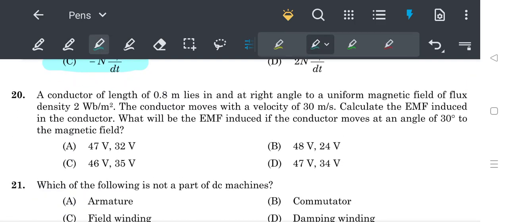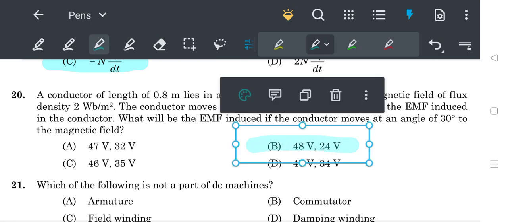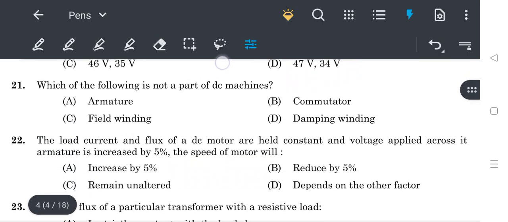Next one, a conductor of length 0.8 m lies at right angle to the uniform magnetic field of flux density 2 Weber per meter square. The conductor moves with a velocity of 30 meter per second. Calculate the EMF induced in the conductor. What will be the EMF induced if the conductor moves at an angle of 30 degree to the magnetic field? Answer option B ആണ്, 48 volt and 24 volt.